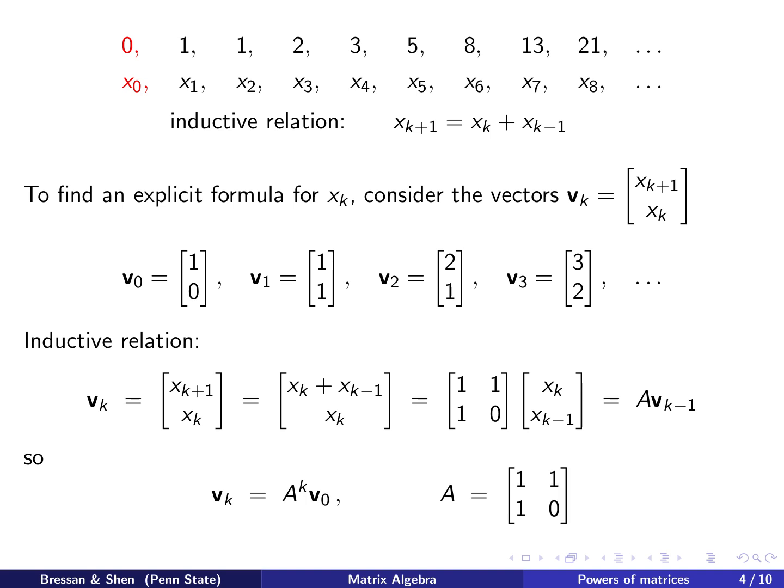Okay, so let's summarize. With this inductive relationship, from our previous discussion on the vector product, we can conclude that by induction, the kth element here will be the matrix A to the power k times the initial vector V0. And here A is this coefficient matrix.